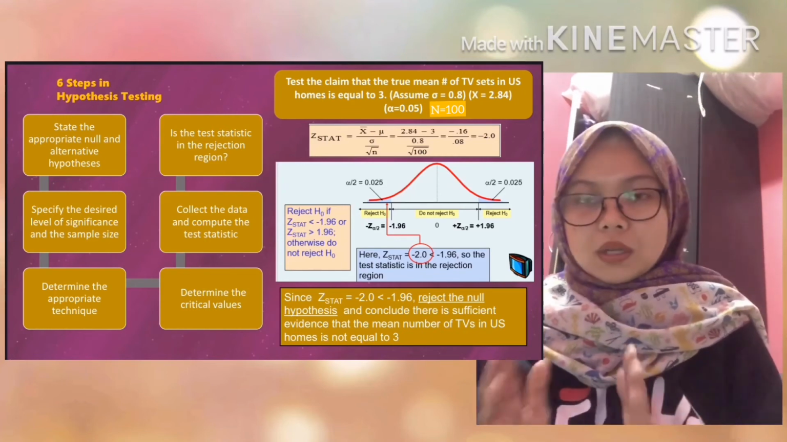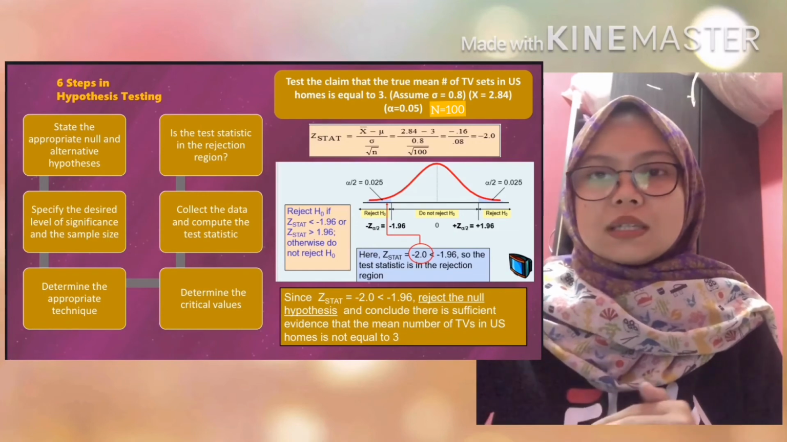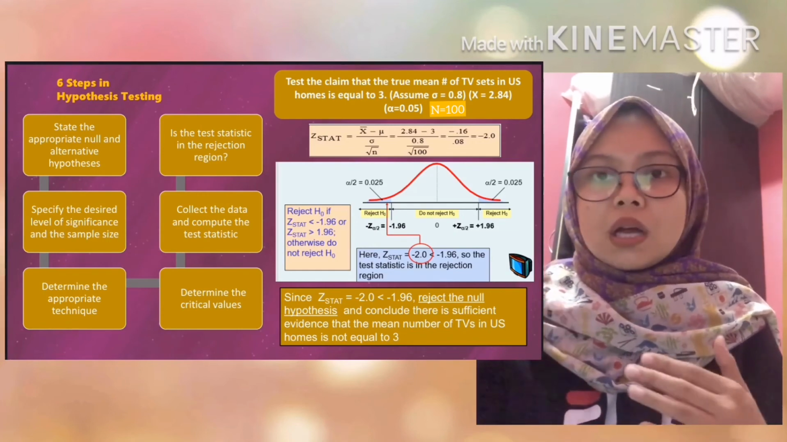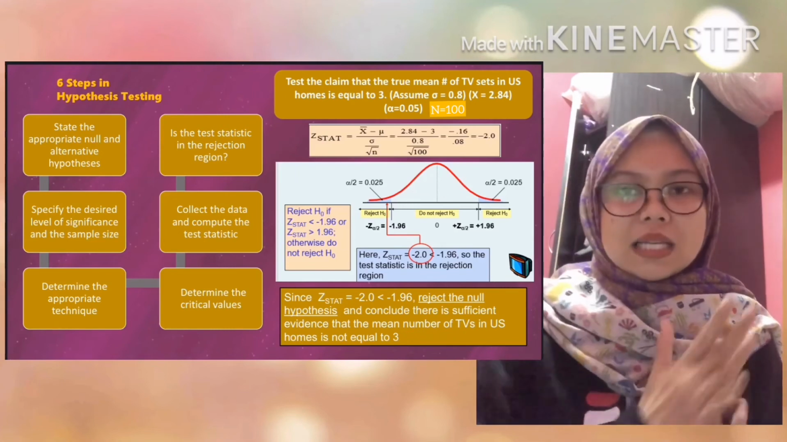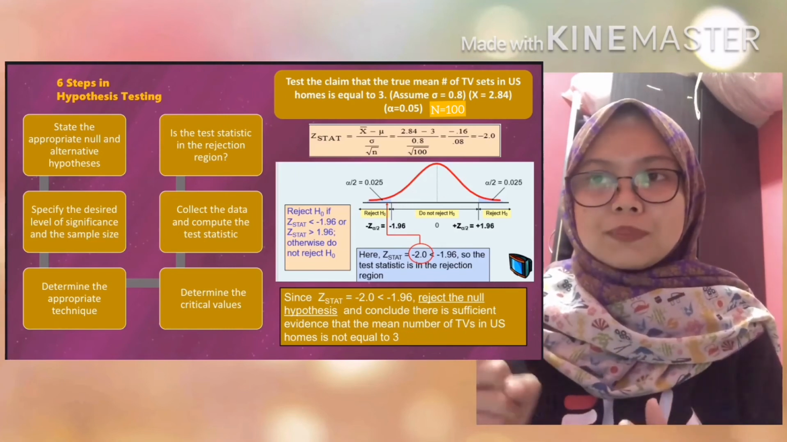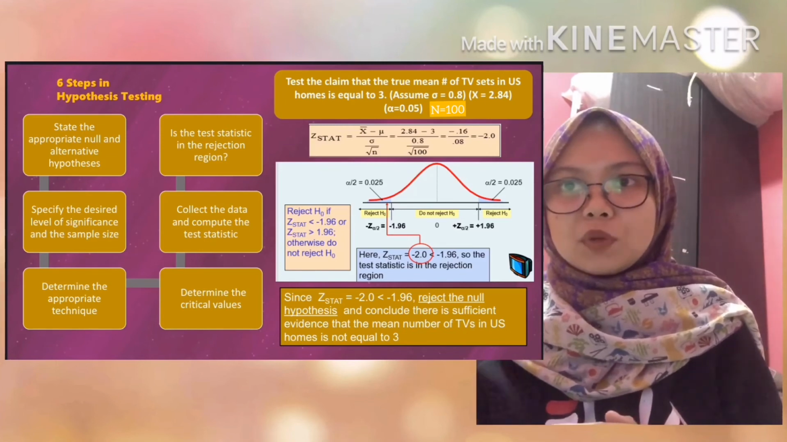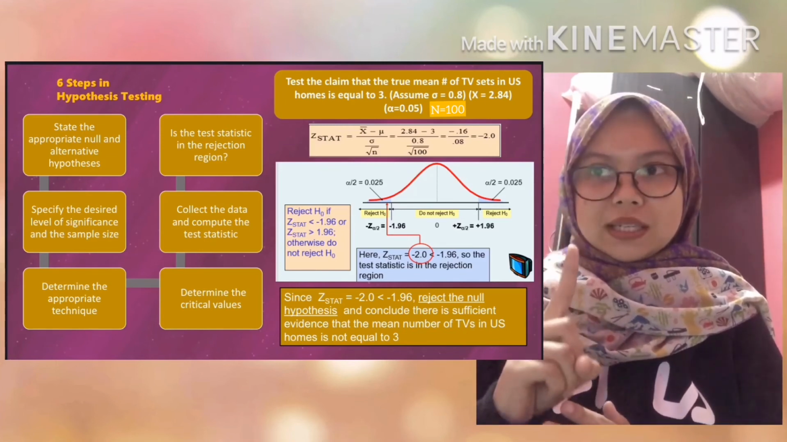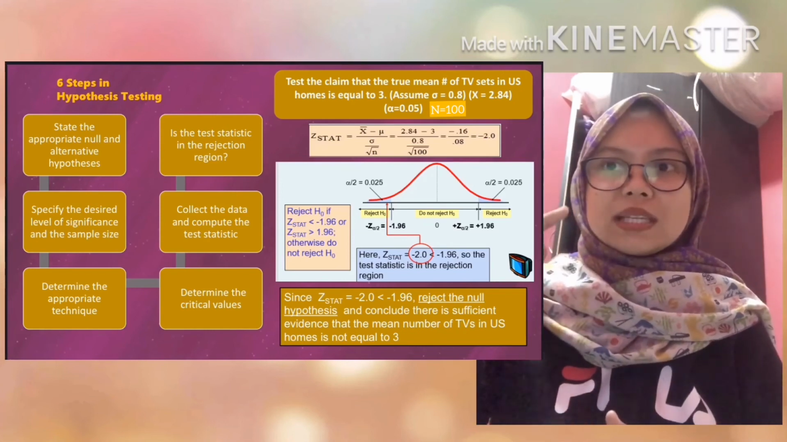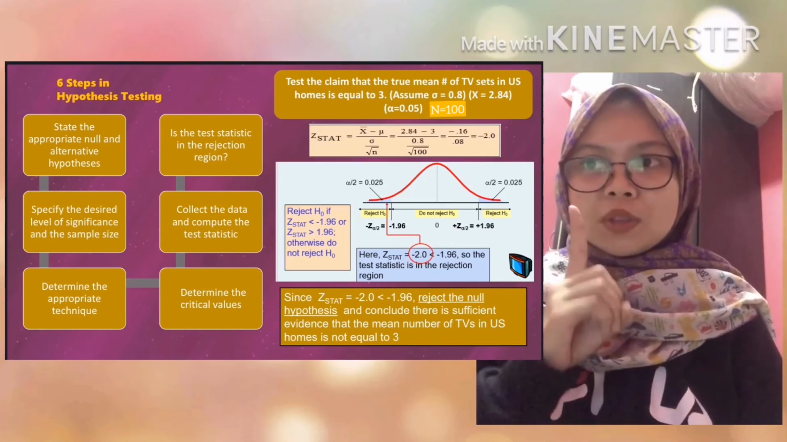So because the z-test answer, negative 2.0, is less than negative 1.96, we reject the null hypothesis and conclude there is sufficient evidence that the mean number of TVs in US homes is not equal to 3.